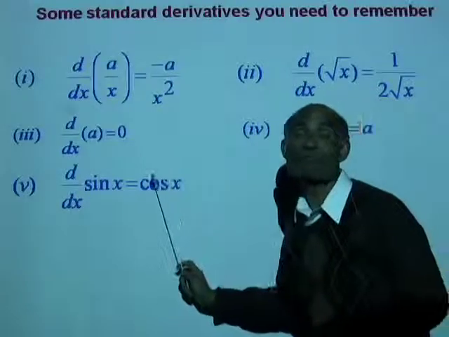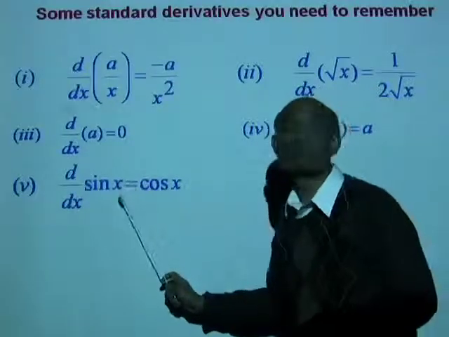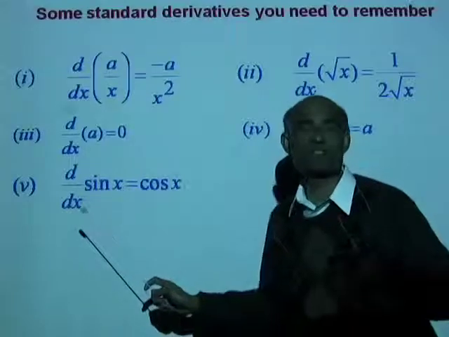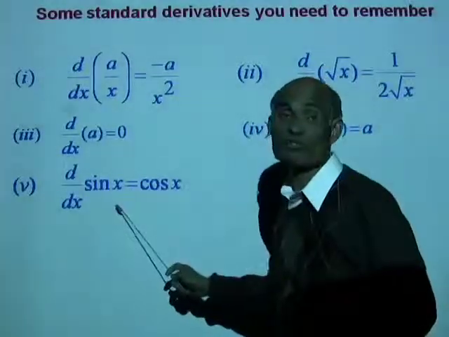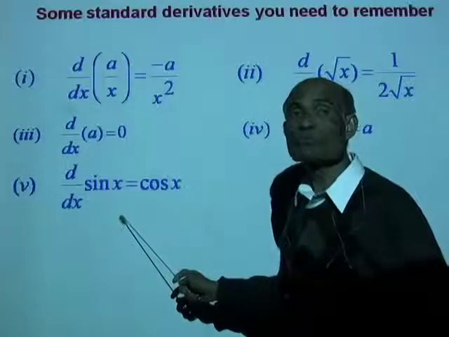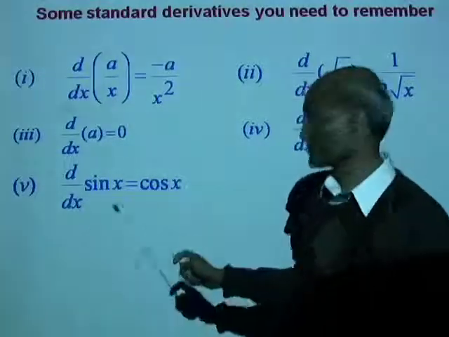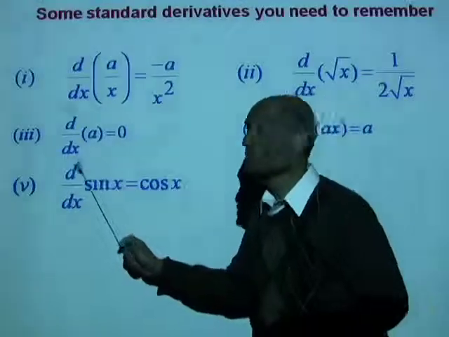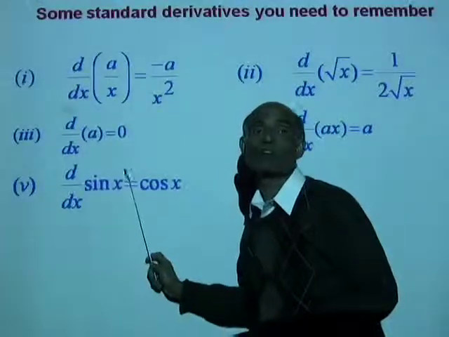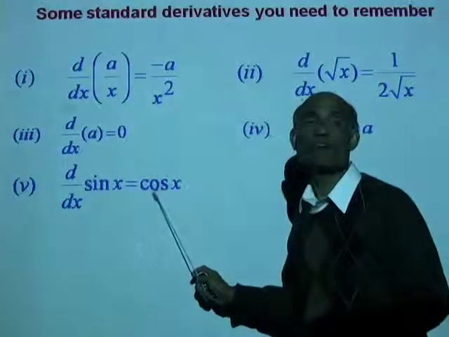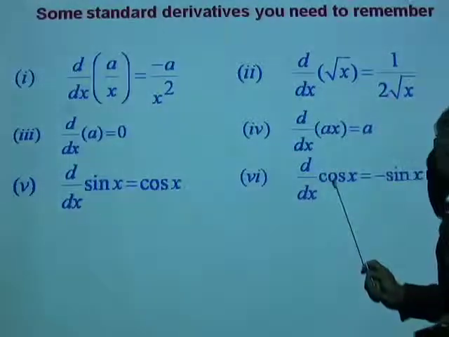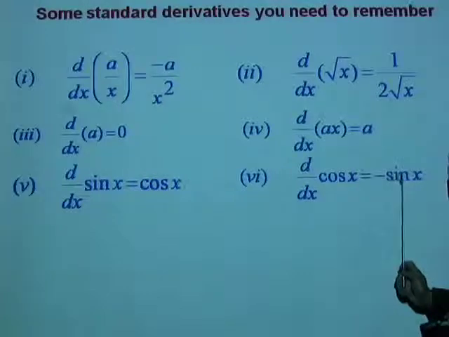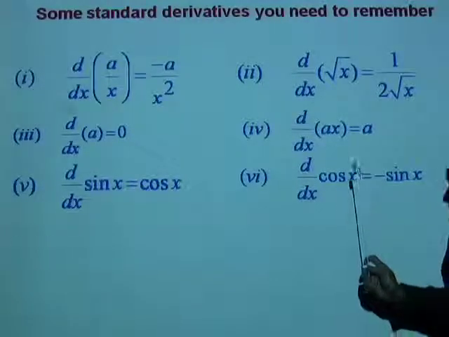And also I want you to learn some of the derivatives of trigonometric functions. I'm not going to prove them to you, but I'm going to give you the results. And these results are going to be used right through the course. So please learn them. Derivative of sin x with respect to x is cos x. The derivative of cos x with respect to x is negative sin x.